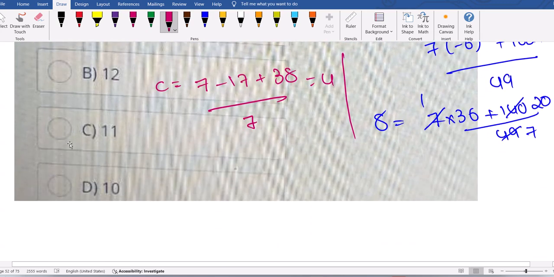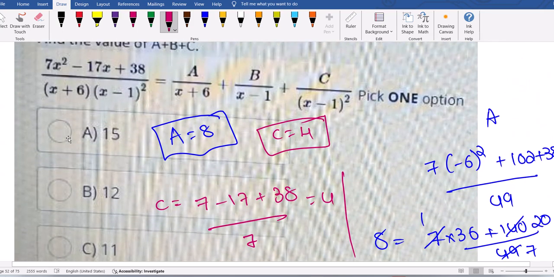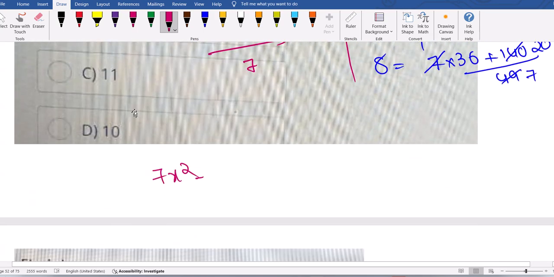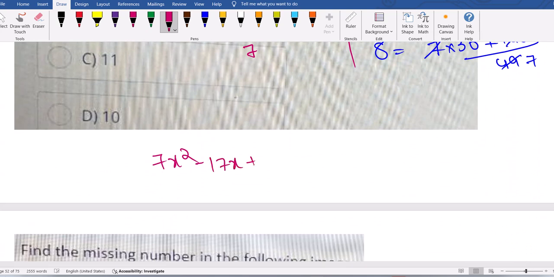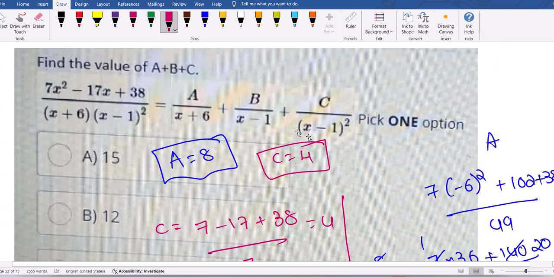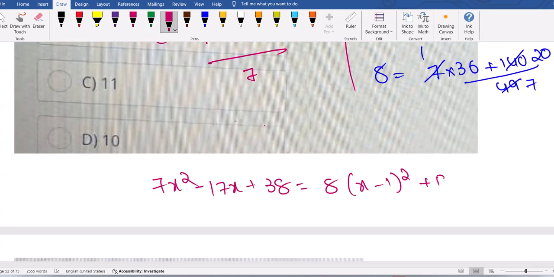Or else what I can suggest you, if you are worrying about that exactly, B value, already the numerator, you know, 7x square minus 17x plus 38 is required. Right side, I got already A value 8. If you do LCM, 8 into x minus 1 whole square will come. Whereas if you do LCM, here B into, which you want to calculate, B into x plus 6 into x minus 1 will come, C into x plus 6 will come.